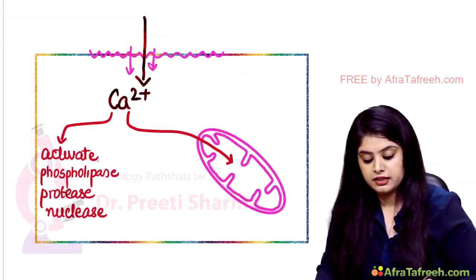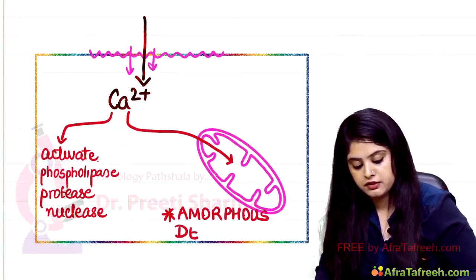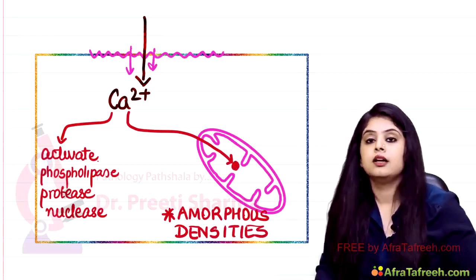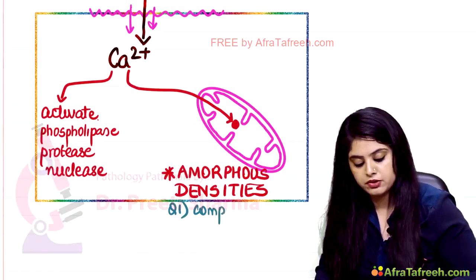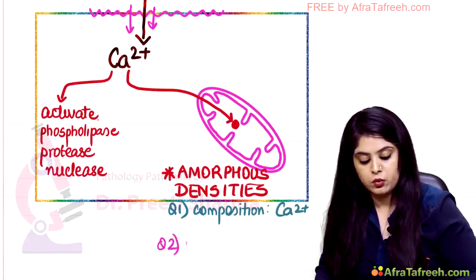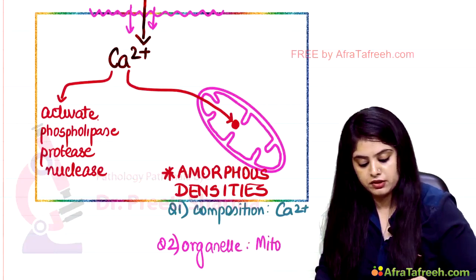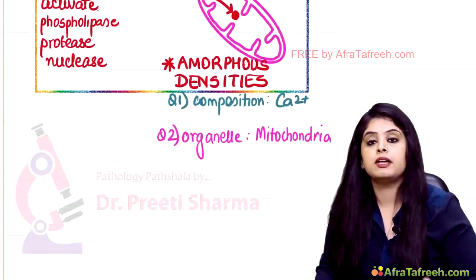And this will result in the formation of something known as amorphous densities. It will result in the formation of amorphous densities over here. Now, there are questions about amorphous densities that you need to know. Number one, what is the composition? So remember, the composition is calcium. You know that. Number two, you will be asked, which organelle is an amorphous density formed in? And I told you our favorite organelle for this chapter is mitochondria. Answer to most of the organelles will be mitochondria.